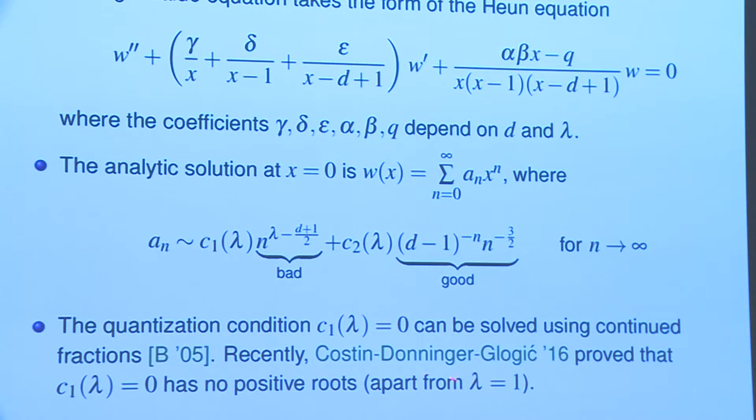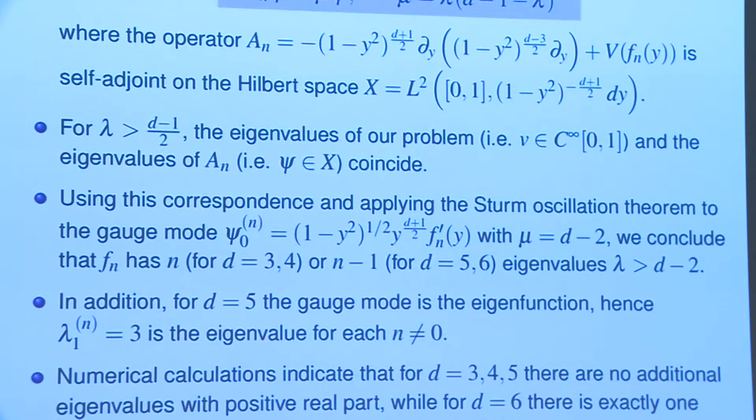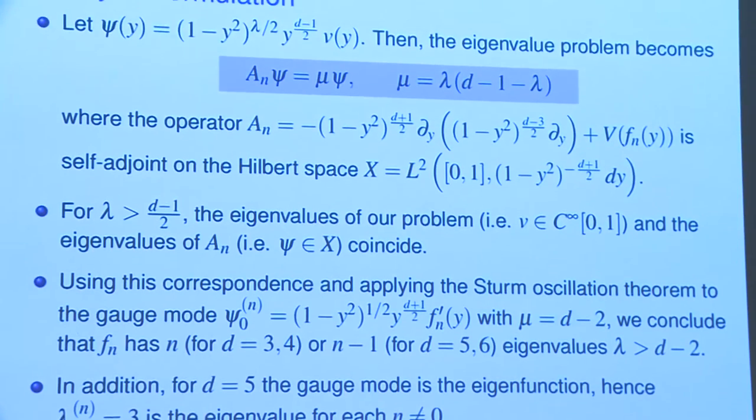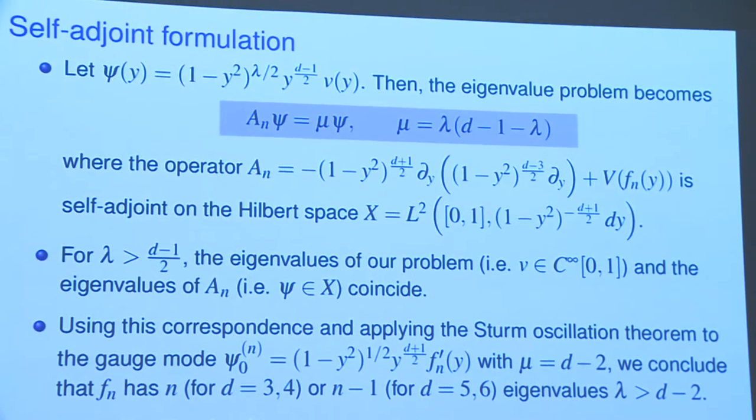And quite recently, Kostin, Donninger and Glogić actually showed rigorously that this does not have positive roots. But as I said, this technique very much depends on the explicit form of solution F0. We don't know other solutions in closed form.